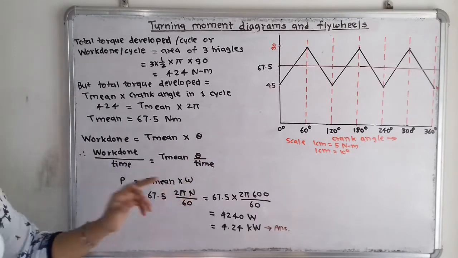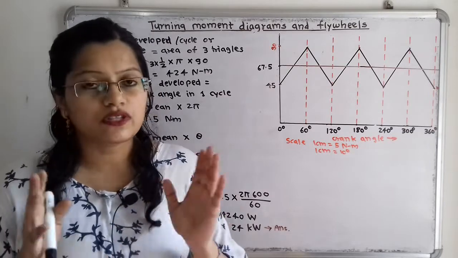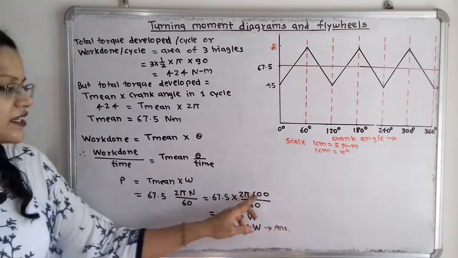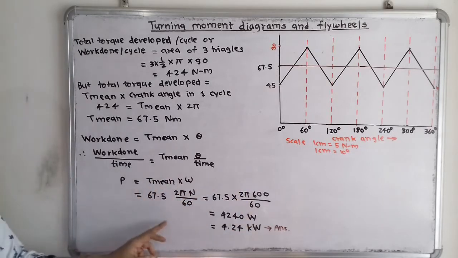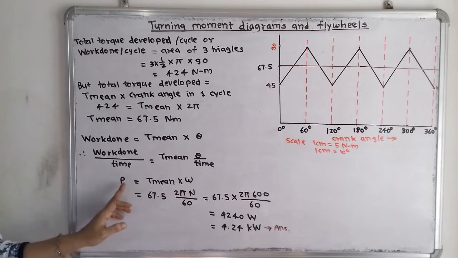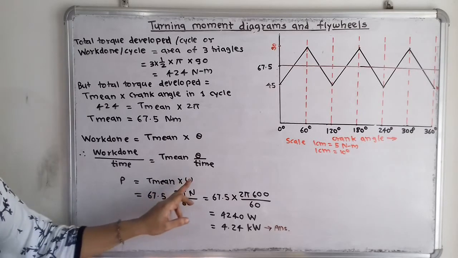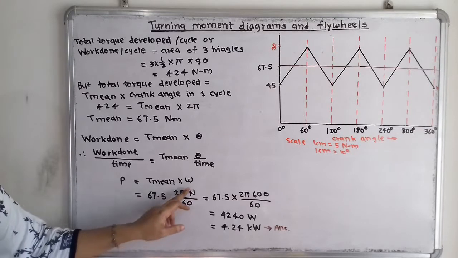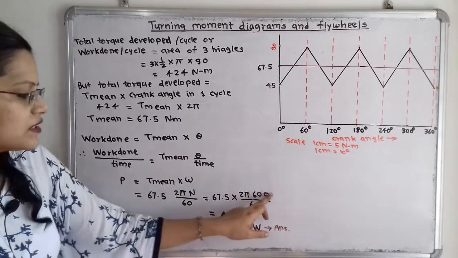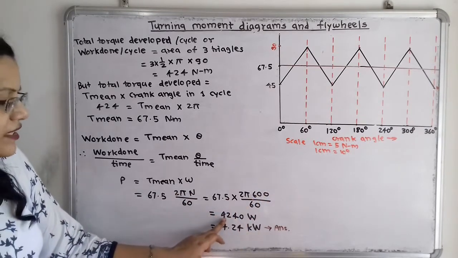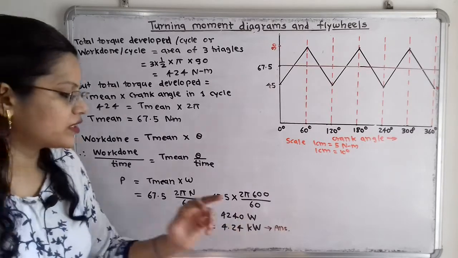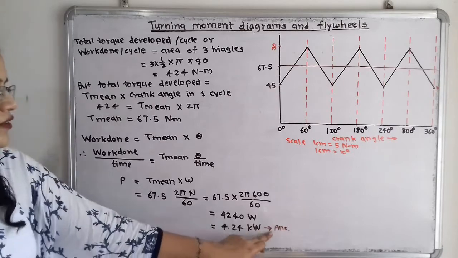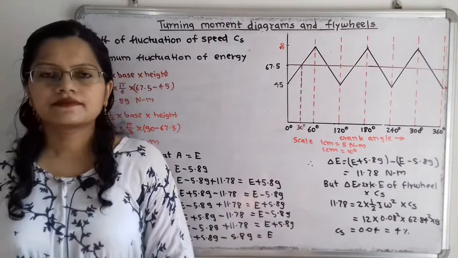For this omega, the angular rotational speed n is given. So if we use n is equal to 600 rpm, then we will get P is equal to T mean multiplied by omega, that is 67.5 multiplied by 2 pi n by 60. So n is equal to 600. If we calculate here, 4240 watt, which is equal to 4.24 kilowatt. So this is the answer of the first.